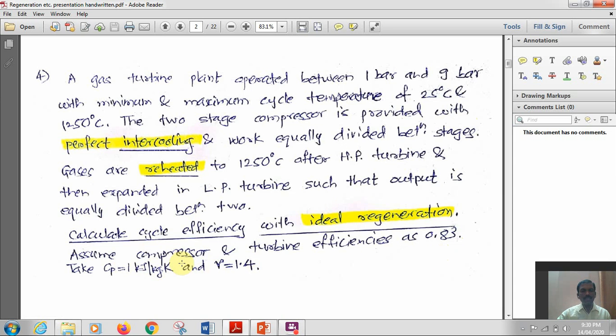Also, this has given the isentropic efficiencies of the compressor and turbine, so that will enable you to draw the actual cycles, and whatever complicated calculations there are, you will be able to do. But if you follow a certain methodology, a particular process, one is bound to understand the concept and easily be able to solve any numerical. So let us see how to solve it.